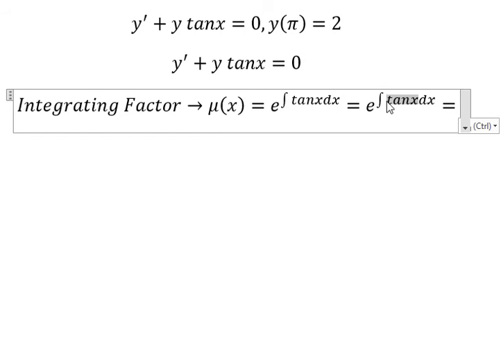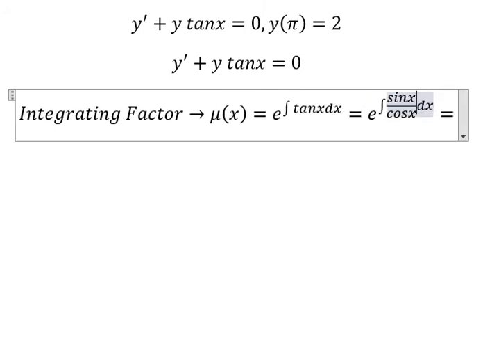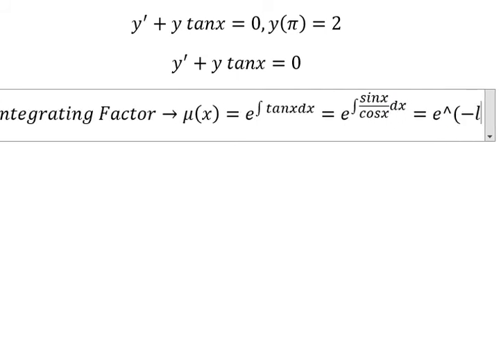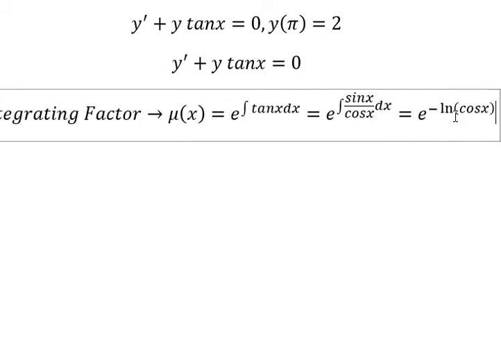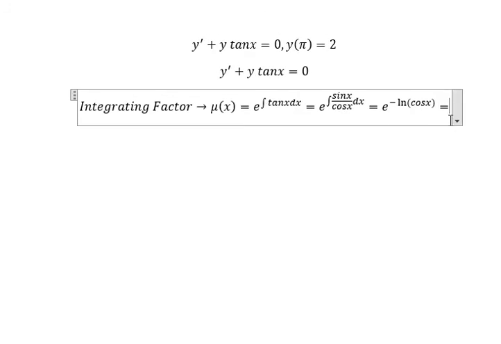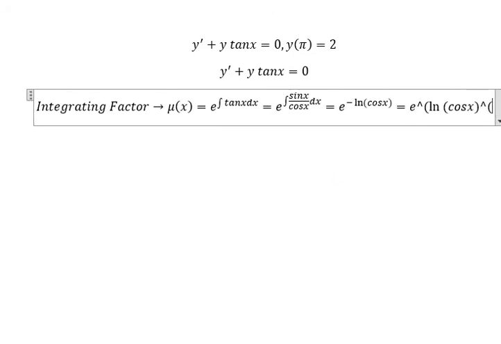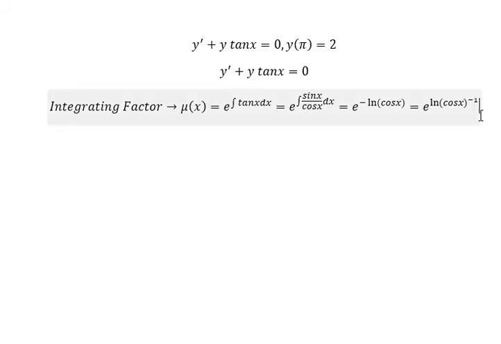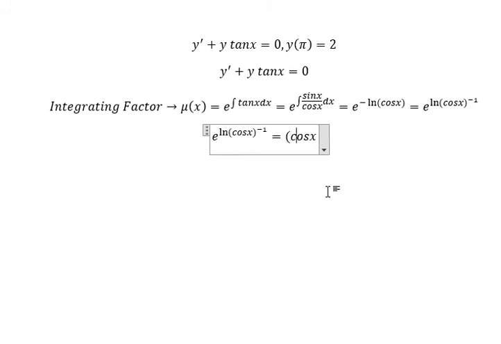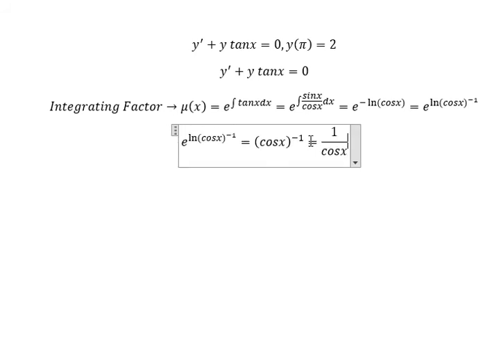We know that tan s is sine s over cosine s. The integration of this one, we have e to the power of negative ln of cosine s. So the negative sign goes inside the natural log. And this one we will have cosine of s to the power of negative 1. So we have 1 over cosine s.